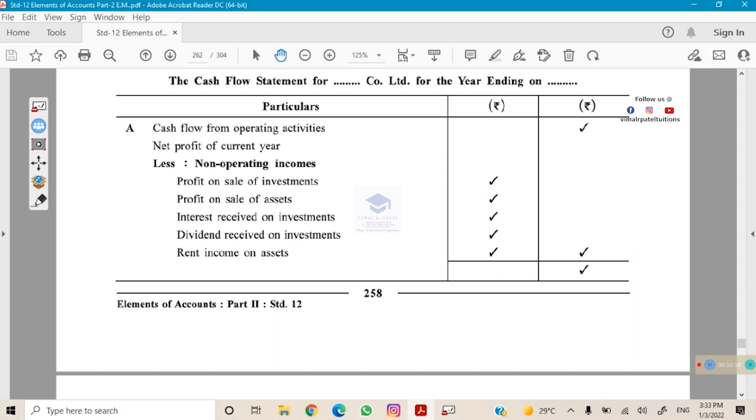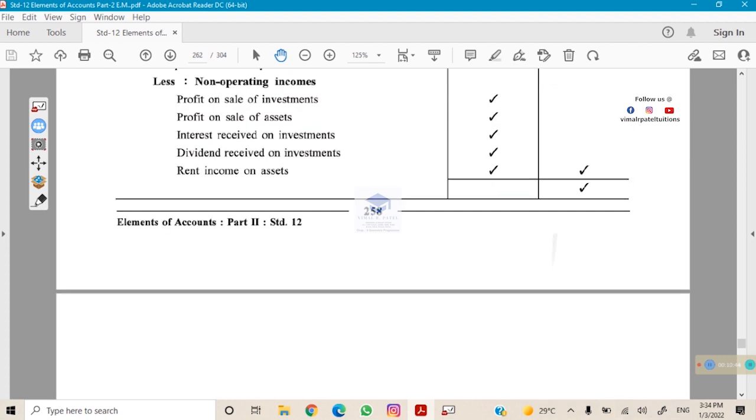So first, A, cash flow from operating activity. So net profit for the current year less non-operating income which we have credited to the profit and loss account but which are not routine income, which is not part of our regular business income, like profit on sale of investment, profit on sale of asset, interest received on investment, dividend received on investment, rent on fixed income. All these will be subtracted.